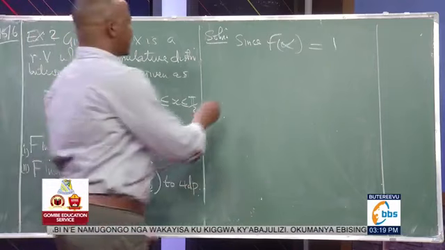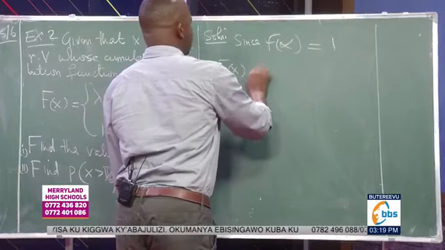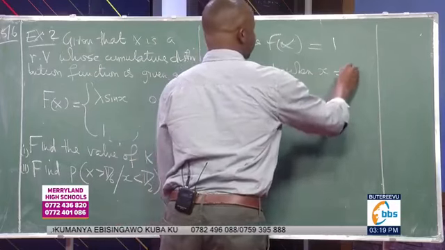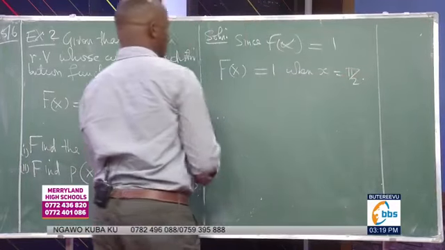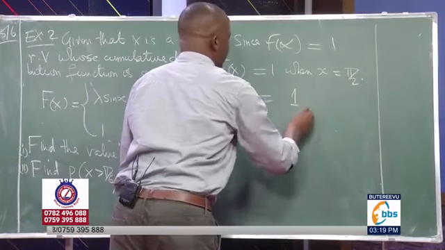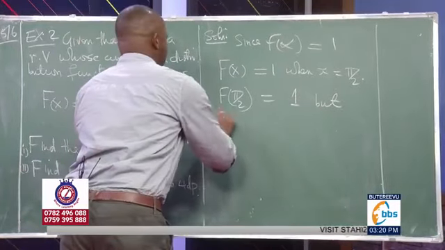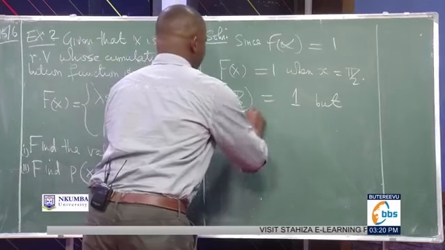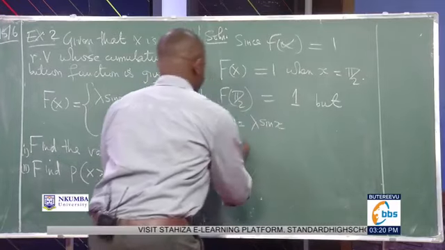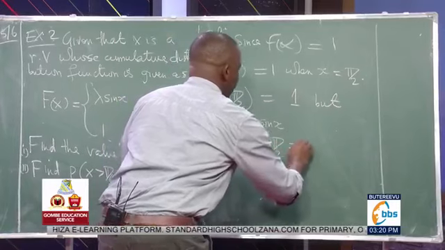will mean that the function f of x is equal to 1 when x in this case is the upper limit, when x is equal to pi by 2. So f of pi by 2 is going to be considered to be equal to 1. But our f is known. Our f of x is lambda sine of x, which will imply that lambda times the sine of pi by 2 is equal to 1.